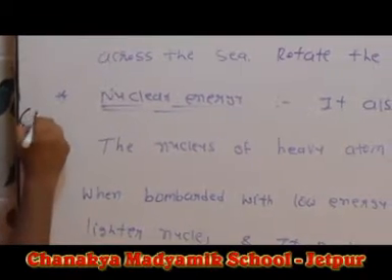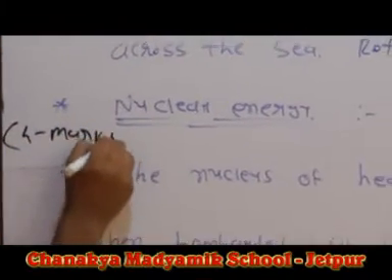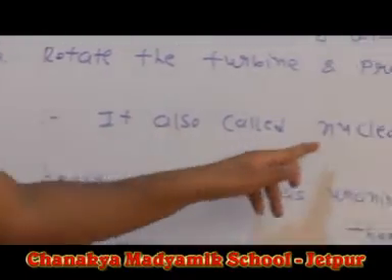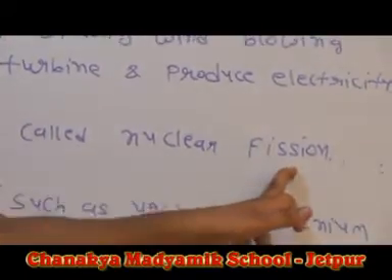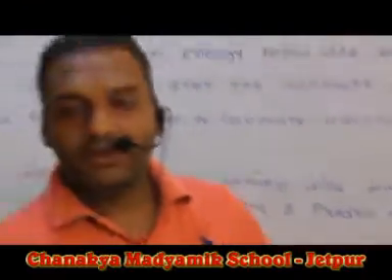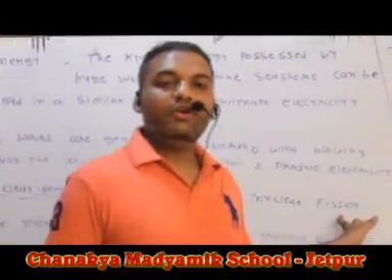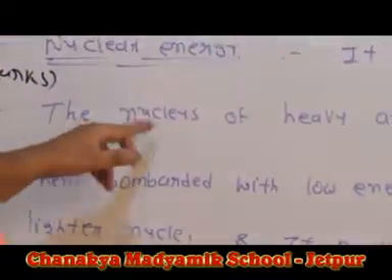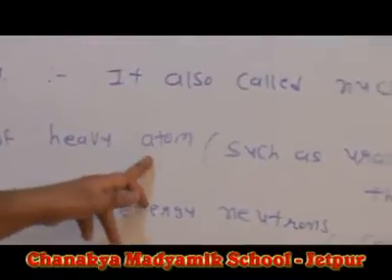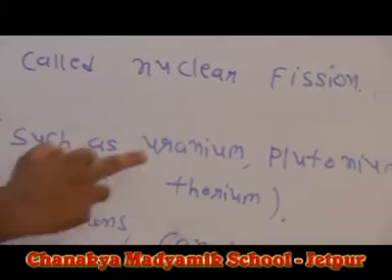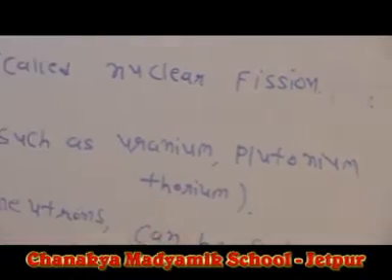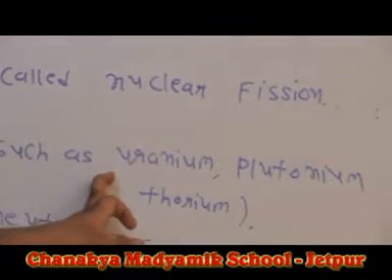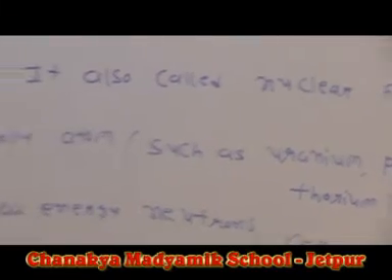for marks is nuclear energy, also called nuclear fission. Fission means splitting. What is the meaning? Look here, the nucleus of a heavy atom such as uranium, plutonium and thorium. These are radioactive elements, uranium, plutonium and thorium, radioactive elements.